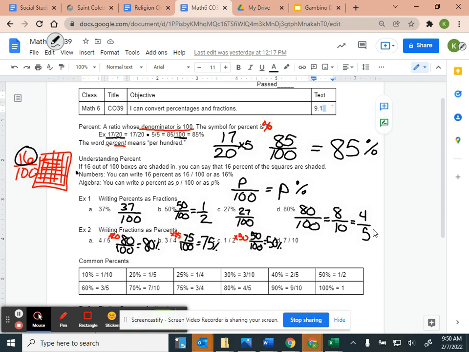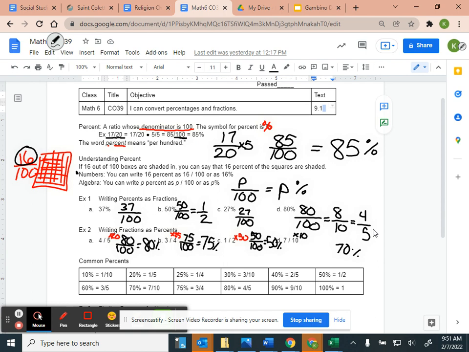Nolan, our next one is 7/10. What do I have to do? Wait, but I know the answer, but I don't know what to do. So let's work it backwards. What do you think the answer is? 70%. Okay. So we know when we have a fraction that we're taking the numerator. Right now our numerator is a 7. How did you go from 7 to 70? Times it by 10. How did you know to multiply it by a 10? What's 10 times 10?